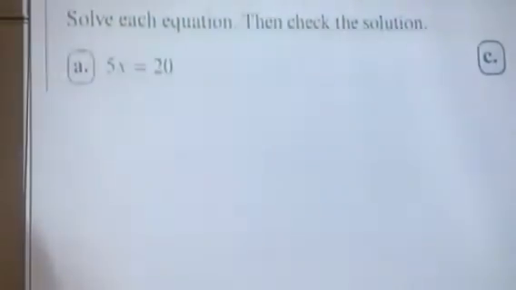Okay, let's do the same thing here. It says to solve, then check the solution. So I've got 5x equals 20. First thing I do, split it down the middle. Then what I need to do is figure out what operation is going on the same side as the variable. What operation is going on the same side as this x? Well, 5 written right next to x, that's multiplication.